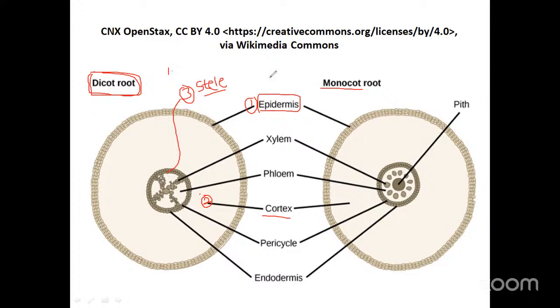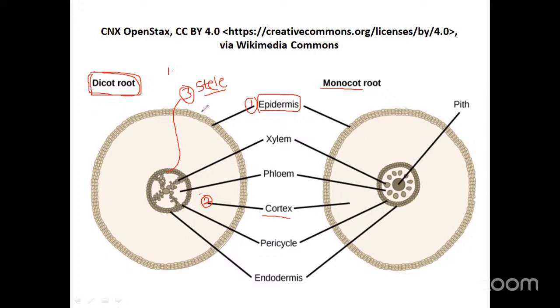Right. If you see the monocot root, here also the same: epidermis, cortex, and endodermis. The epidermis is the outermost layer. The cells are closely packed without intercellular space. Same, the cuticle and stomata are absent.